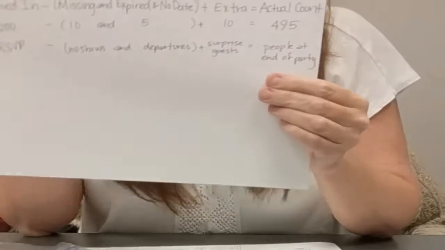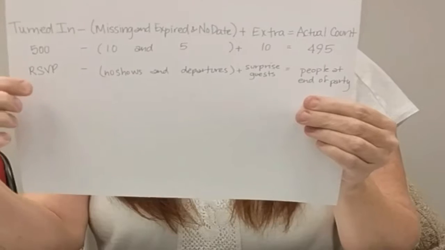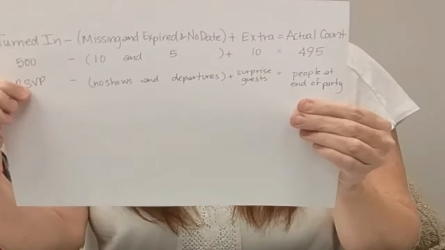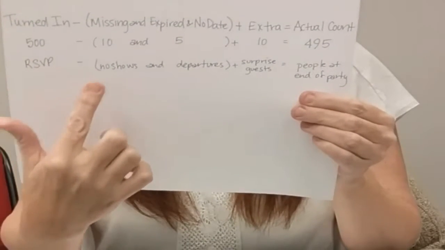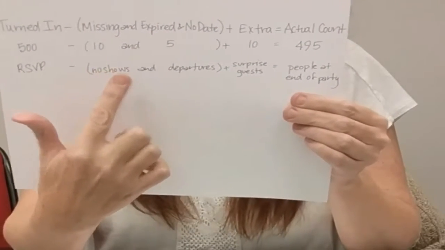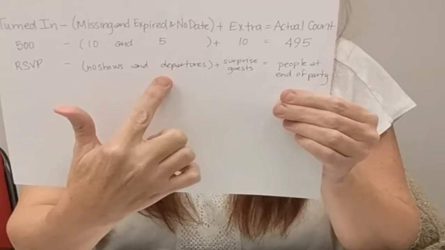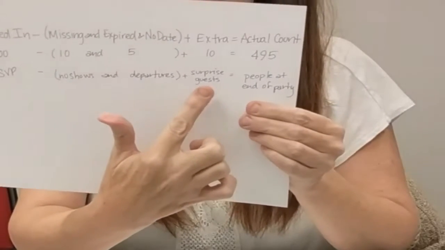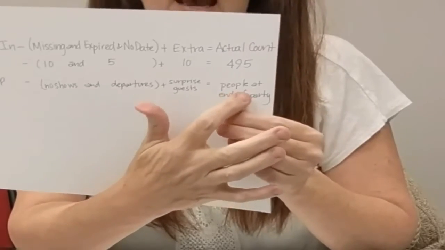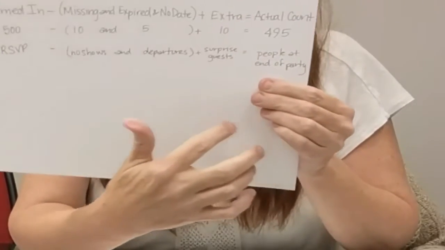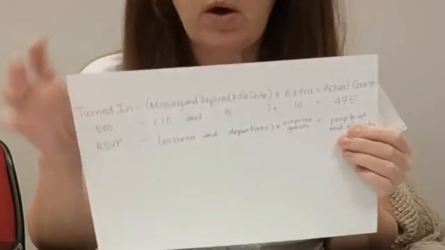So when we do it all out, we've got the people who RSVP'd to the party that we were expecting, minus the people who didn't show up, or the people who came to the party but had to leave early, plus the people who weren't invited but came anyway. And then we have the total number that are there at the end of the party. So I hope that helps a little bit in understanding what these first four columns are and how they play into the picture.